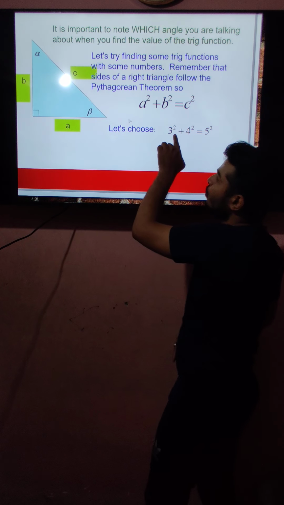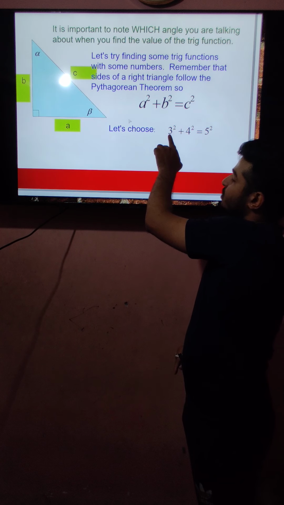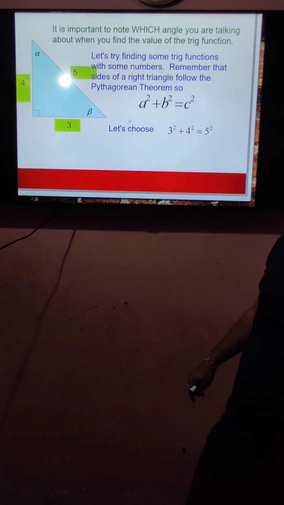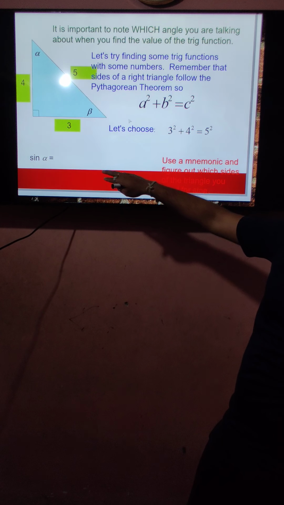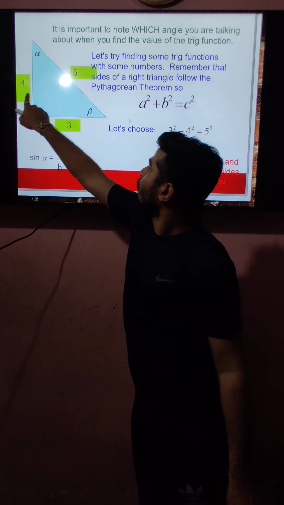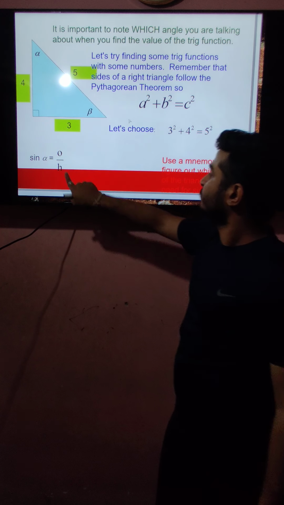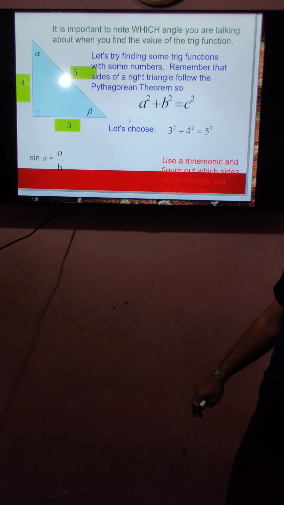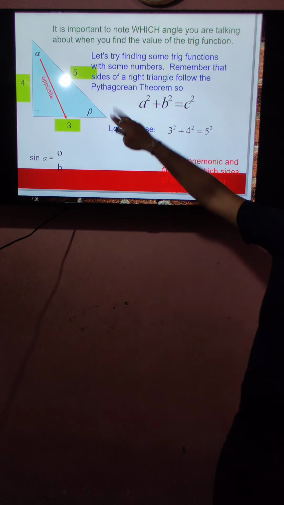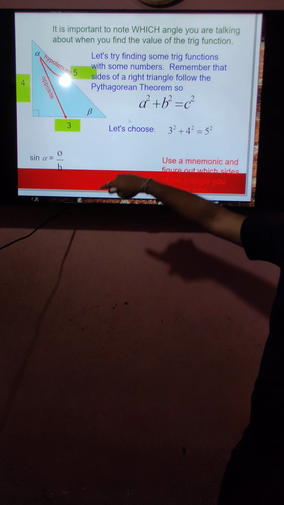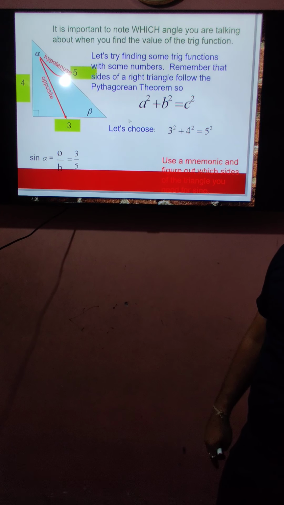Now let us take a as 3 and b as 4. So 3 square means 9, 4 square means 16, and the sum is 25, so c is 5. Use the numbers 3, 4 and 5. Sine alpha is opposite by hypotenuse, so sine alpha is 3 by 5.